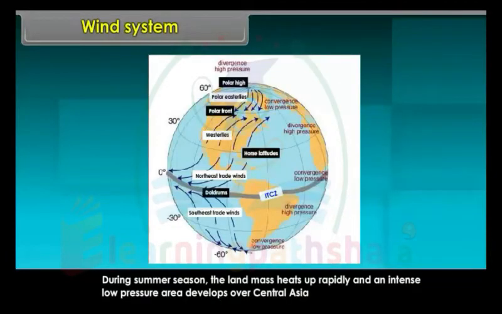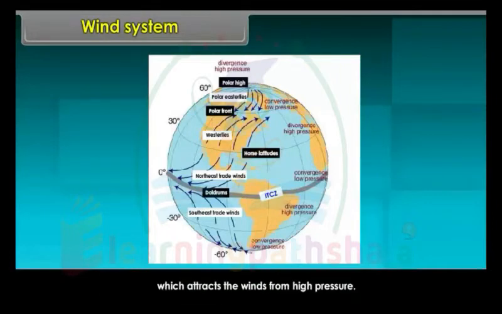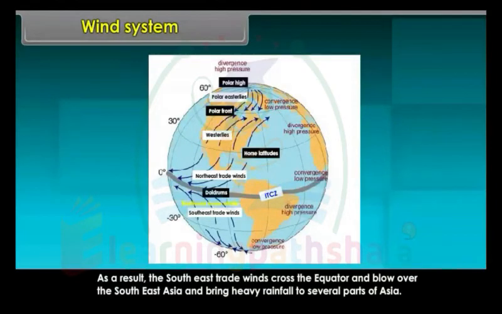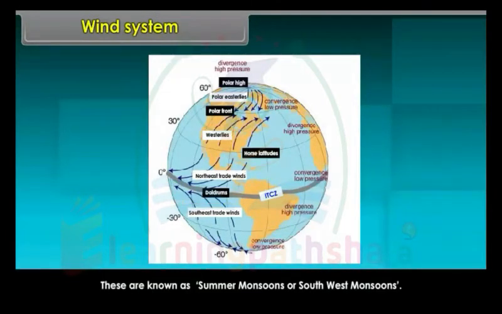During summer season, the landmass heats up rapidly and an intense low-pressure area develops over Central Asia, which attracts the winds from high pressure. As a result, the southeast trade winds cross the equator and blow over Southeast Asia and bring heavy rainfall to several parts of Asia. These are known as summer monsoons or southwest monsoons.